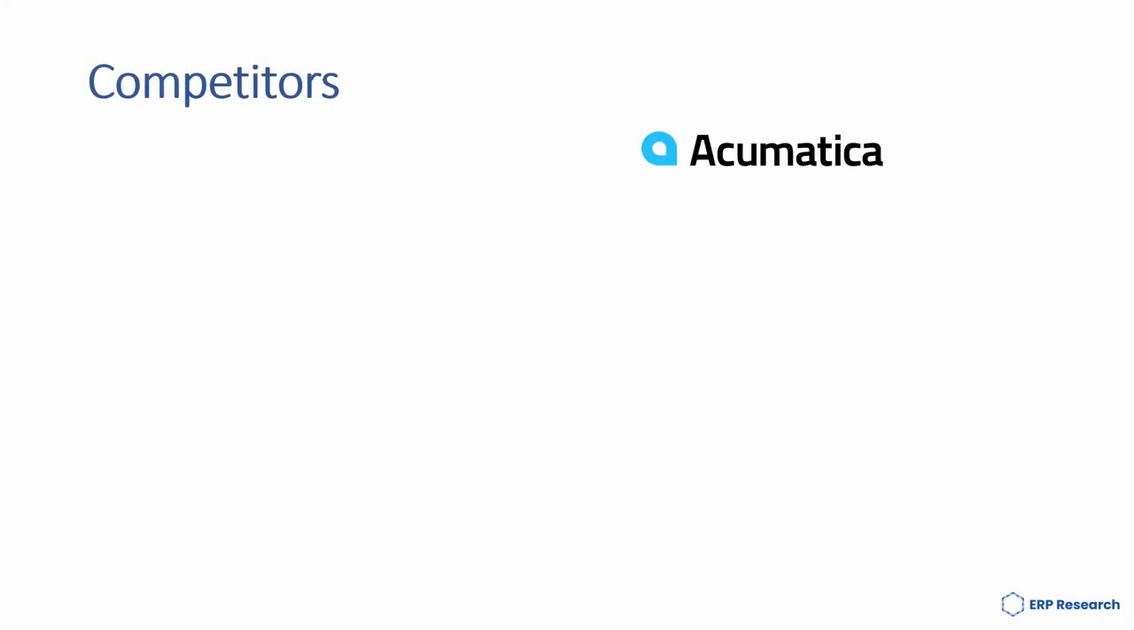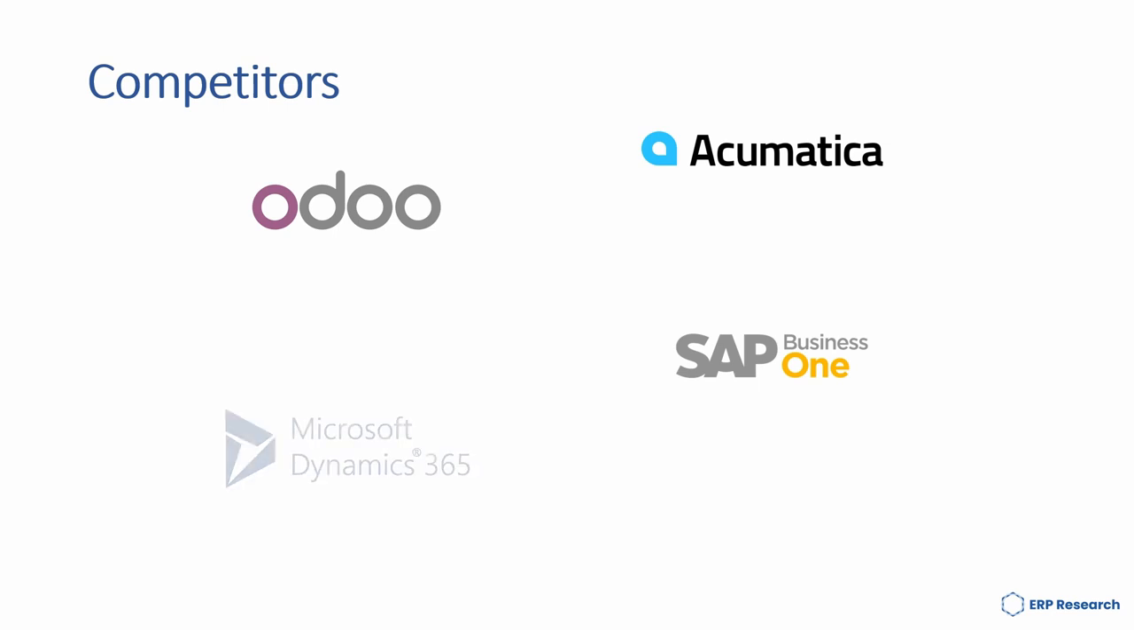Syteline's competitors are Acumatica, Odoo, SAP Business One, and Microsoft Dynamics 365.